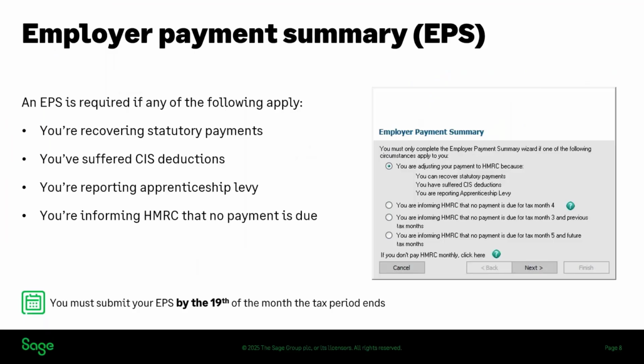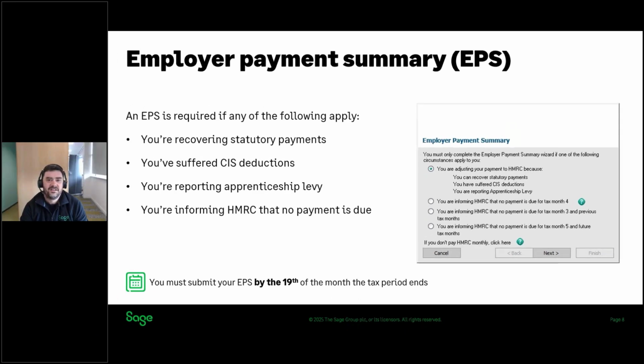Okay, so that is our month-end checklist. So we've run the P32 report, and that's told us how much we need to pay to HMRC. Because we had a statutory payment reclaim, we've sent the EPS, and the only other task, which I can't show you, is how to pay HMRC. So do make sure you've made your payment by the deadline. So 19th of the month if you pay by check, 22nd of the month if you pay electronically.